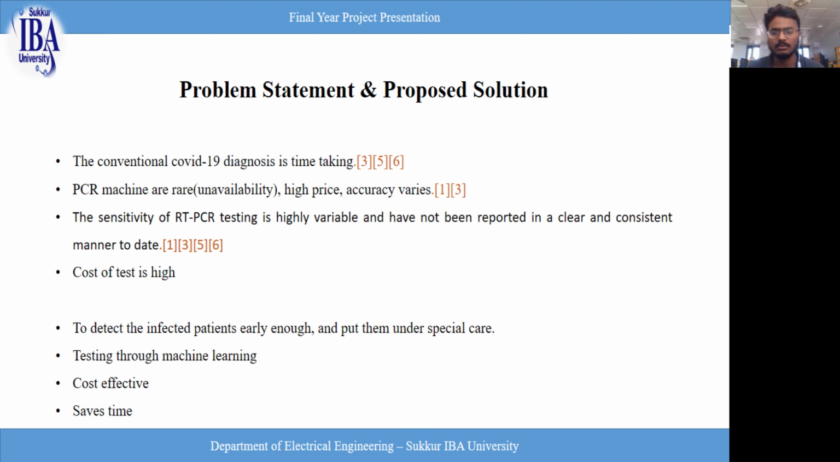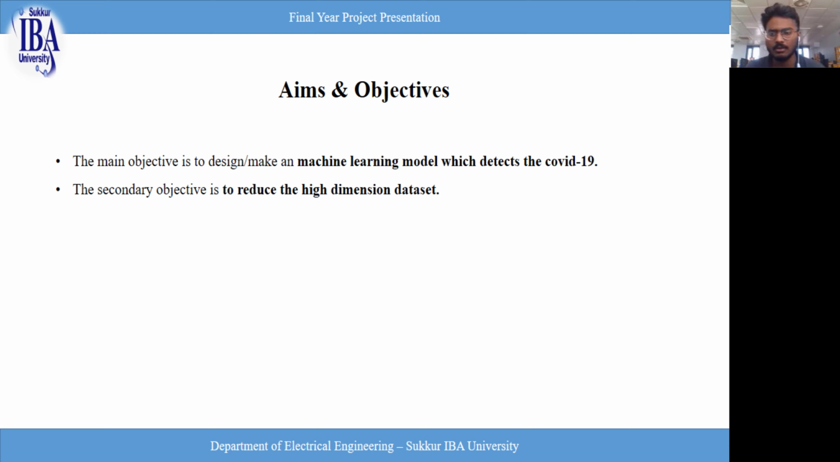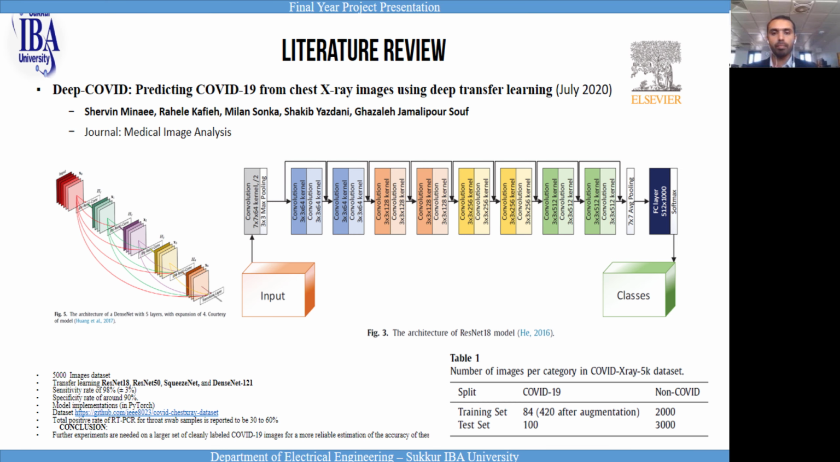To detect the infected patients early enough and put them under special care, we will test them through machine learning. That is very cost effective and saves time. Our main objective is to design a machine learning model which detects the COVID-19, and our secondary objective is to reduce the high dimension data set.